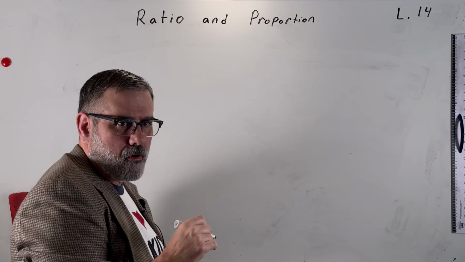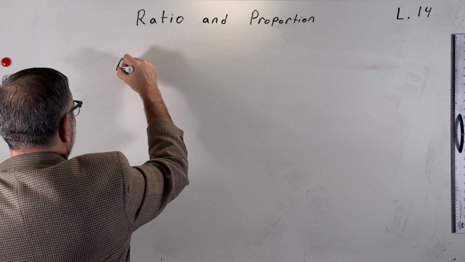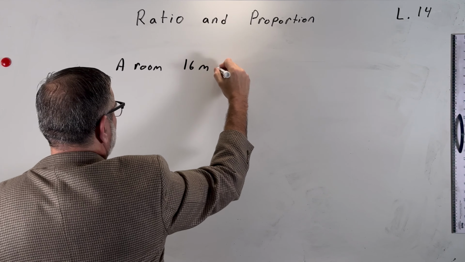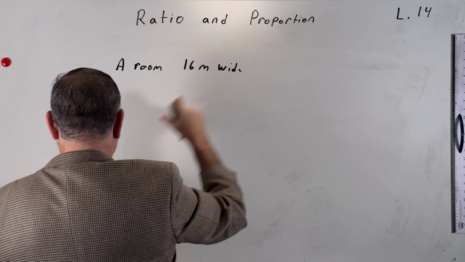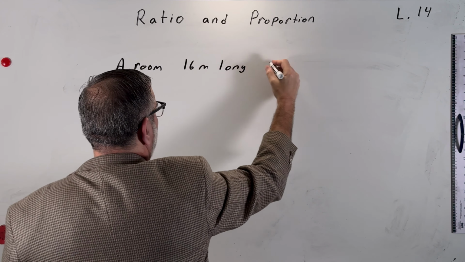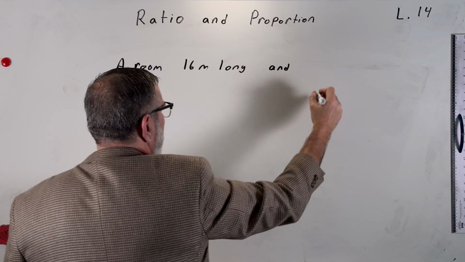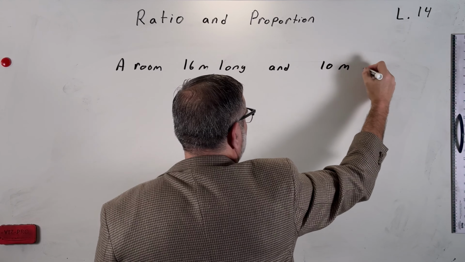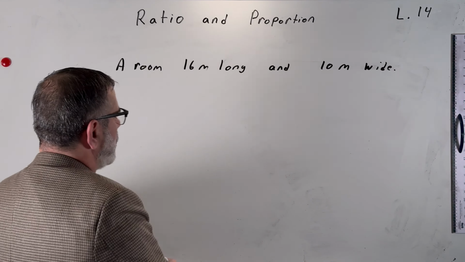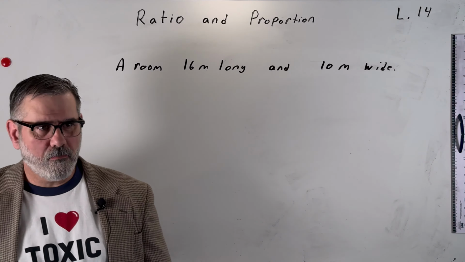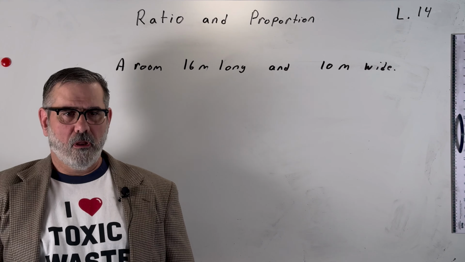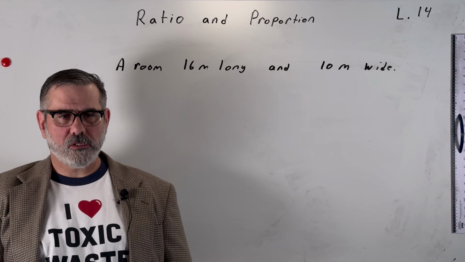So let me give you one to try. Consider a room which is 16 meters long and 10 meters wide. So the question is, is this in proportion to the golden ratio? So pause the video, try that at home, come back when you have your answer.